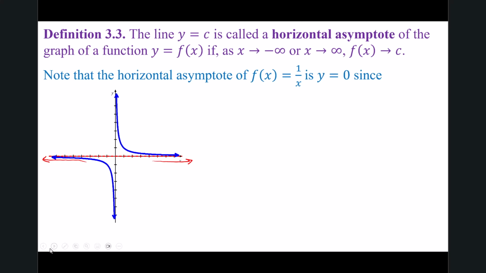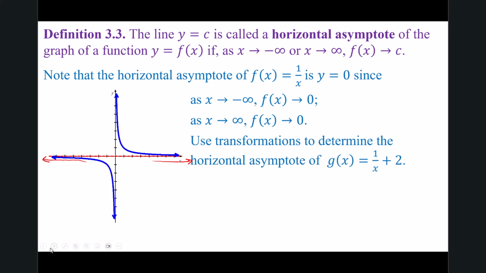This is the graph of f of x equals 1 over x, and the horizontal asymptote is y equals 0 because as x approaches negative infinity, f of x approaches 0. And as x approaches infinity, f of x approaches 0.